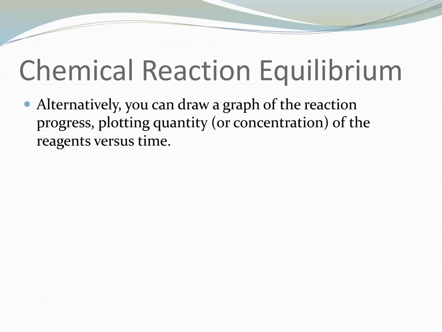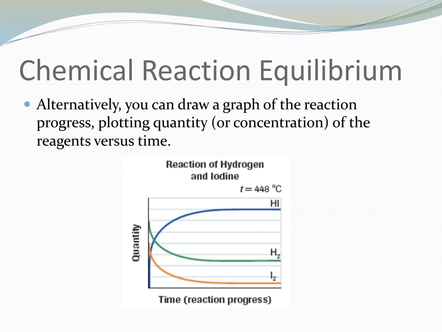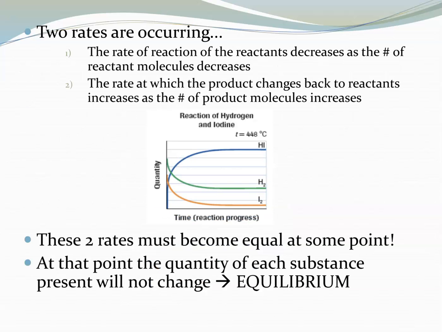A graph can also show the amounts of reactants and products over time. Here you can see the concentration of hydrogen and iodine decreasing while the concentration of hydrogen iodide increases. Some other things you can observe in this graph are the fact that the rates of reaction decrease as the number of reactant molecules decrease. Also, the rate of reverse reaction increases as the amount of product molecules increases. Eventually, the two rates will become equal. That point is equilibrium.